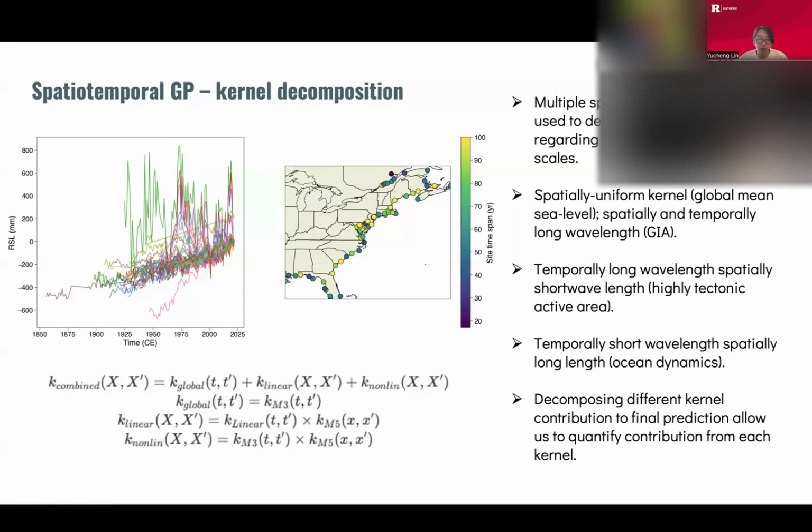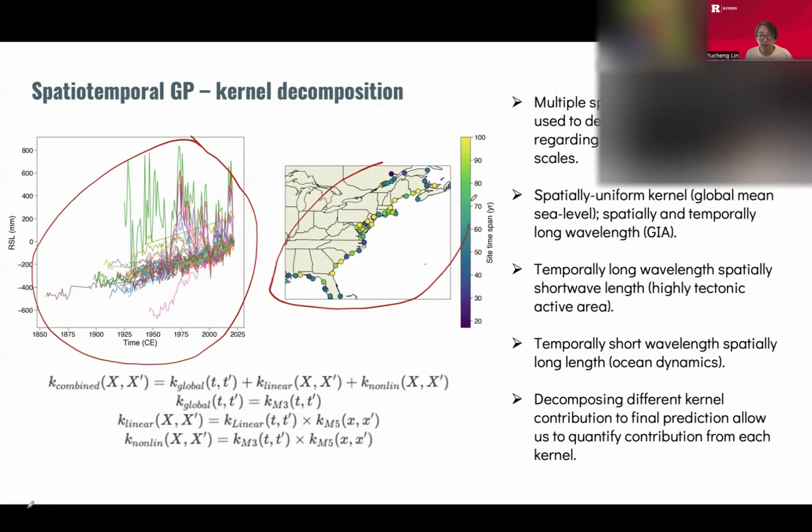So now we are using tide gauge records in the same area, North America Atlantic coast, and you can see that the tide gauge gives you a really noisy observation of sea level change during the last 100 to 150 years, and different tide gauges have different temporal coverage.